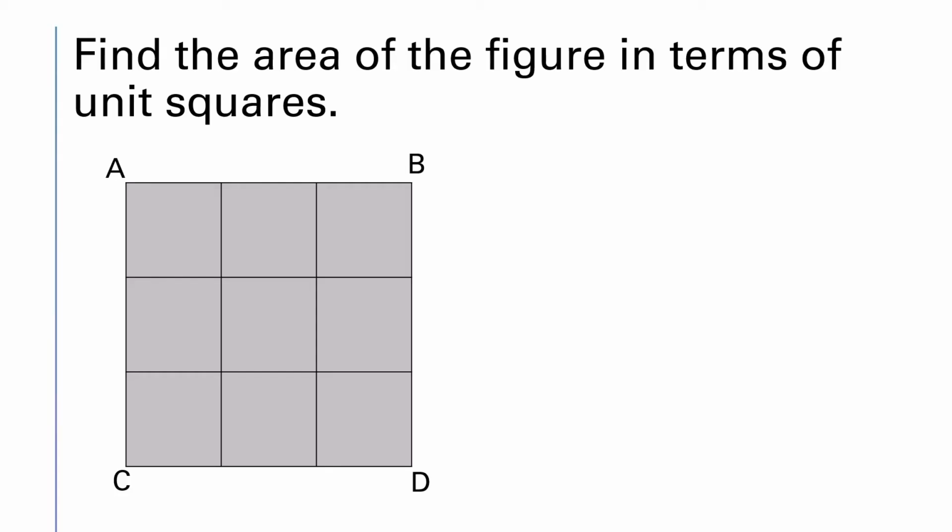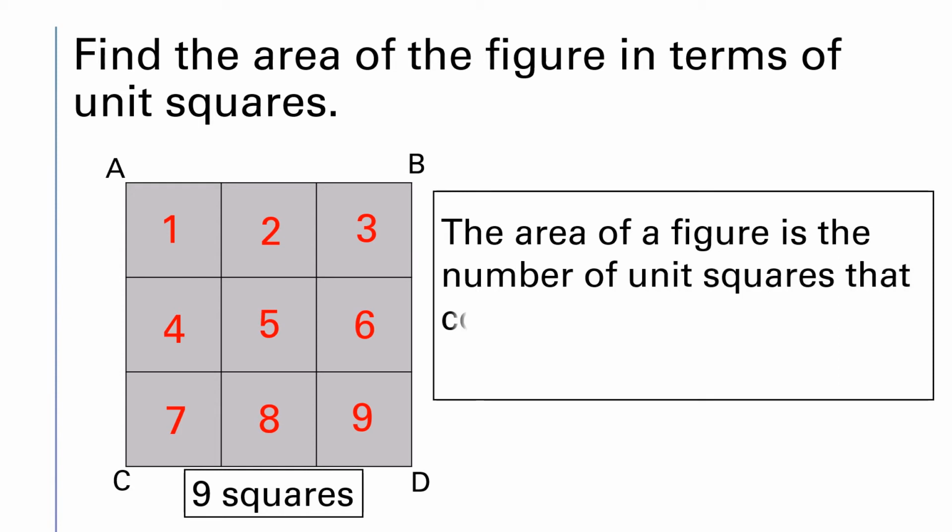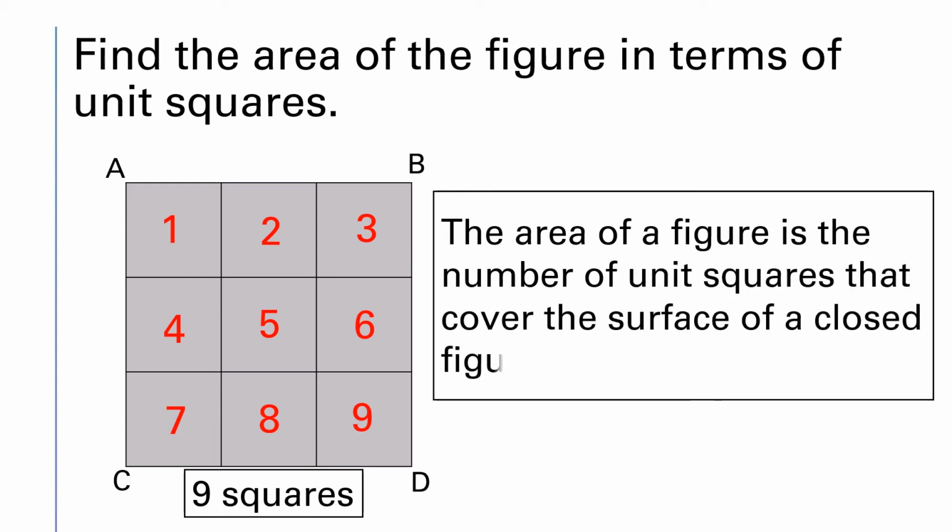Let's see how to find the area of a simple closed figure by counting unit squares when the figure is divided in unit squares. Look at the square ABCD. It is divided into 9 equal squares. Thus, we can say that the area of square ABCD is equal to 9 squares. Or in other words, the area of a figure is the number of unit squares that cover the surface of a closed figure. Let us solve some more examples to understand it in a better way.